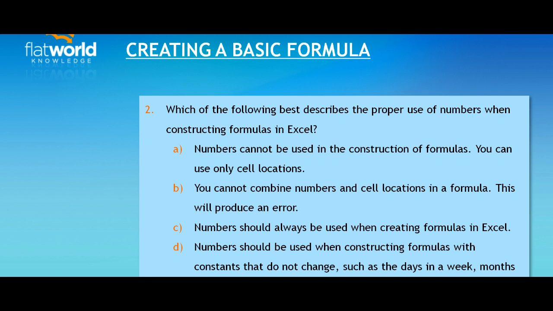Now, the second question is, which of the following best describes the proper use of numbers when constructing formulas in Excel? The numbers cannot be used in the construction of a formula. You can only use cell locations. You cannot combine numbers and cell locations in a formula; this will produce an error. Or numbers should always be used when creating formulas in Excel. Or numbers should be used when constructing formulas with constants that do not change, such as days of weeks, months, and years. Which one do you think is the right answer?